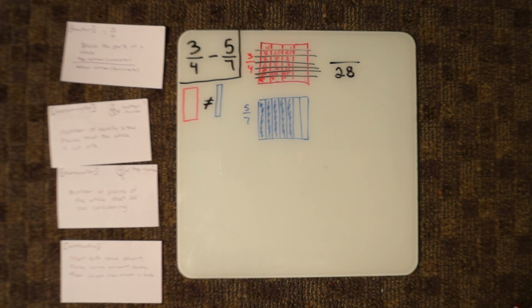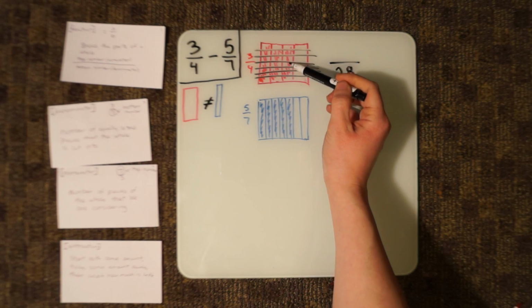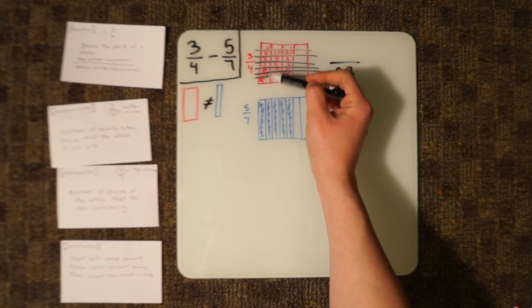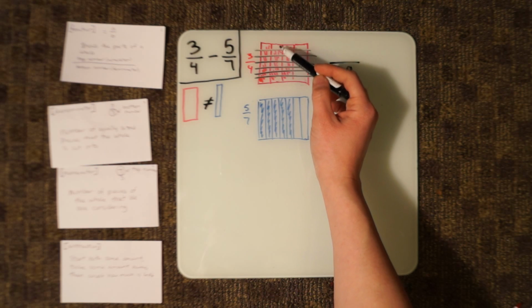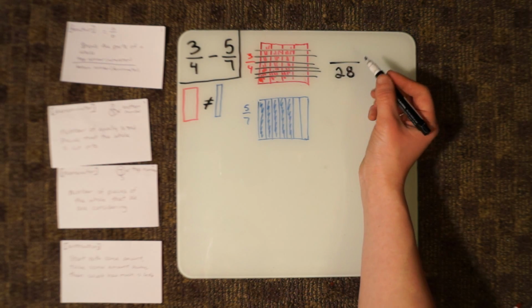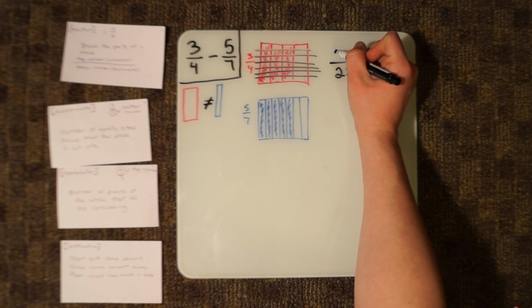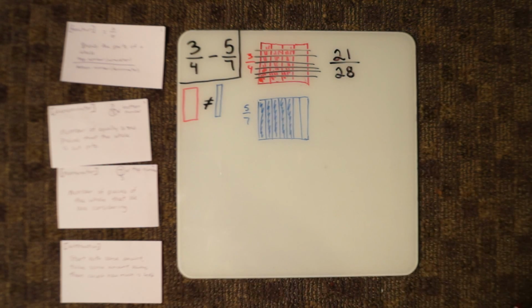Now to get the top number, that's the numerator, so the number of pieces that we're considering, we have to count all these little pieces that are shaded red. And if we add them up, 1, 2, 3, 4, 5, 6, 7, 8, 9, 10, 11, 12, 13, 14, 15, 16, 17, 18, 19, 20, 21. So we have 21 pieces that we're considering.